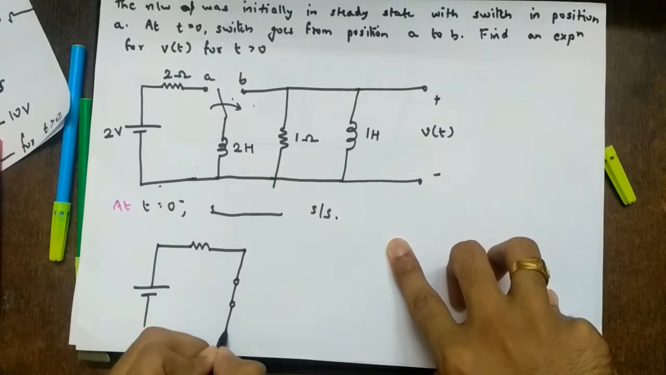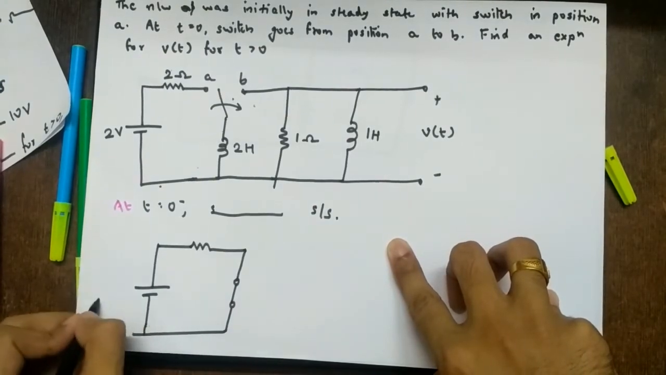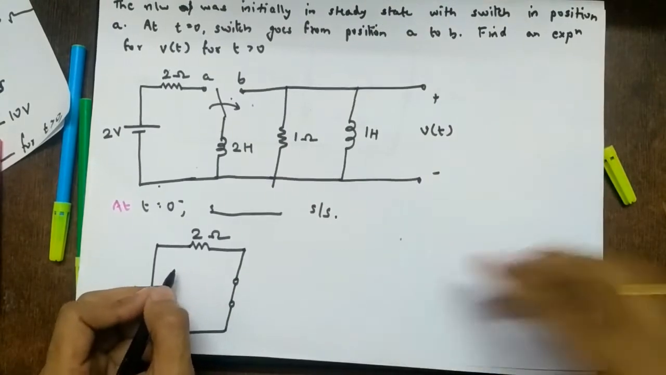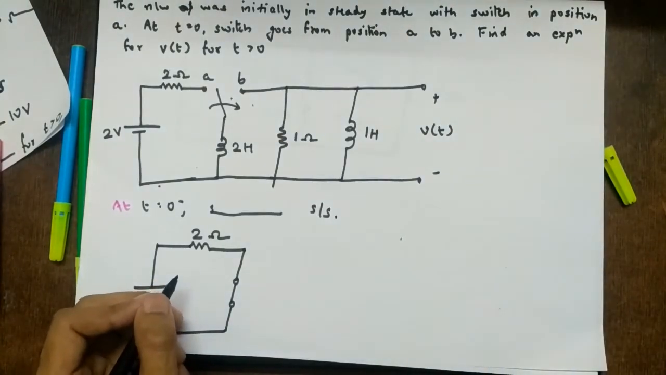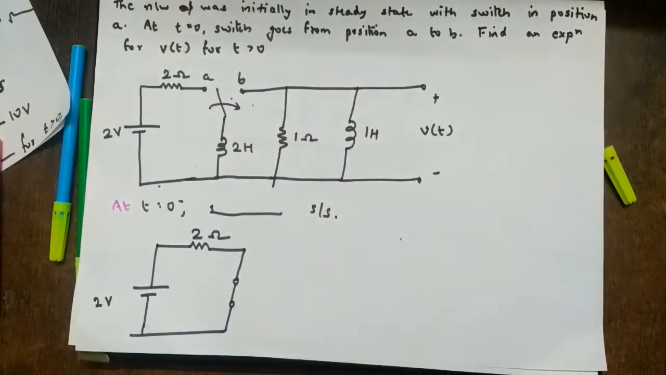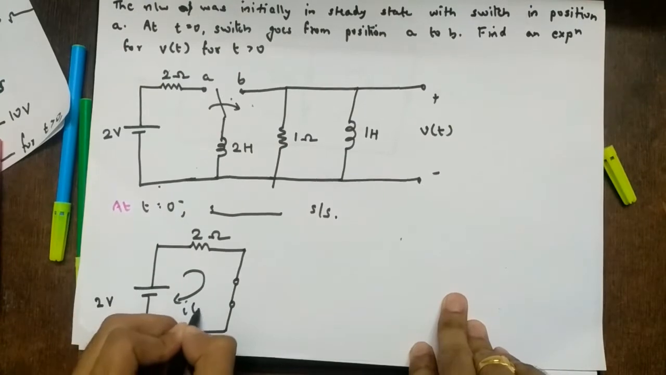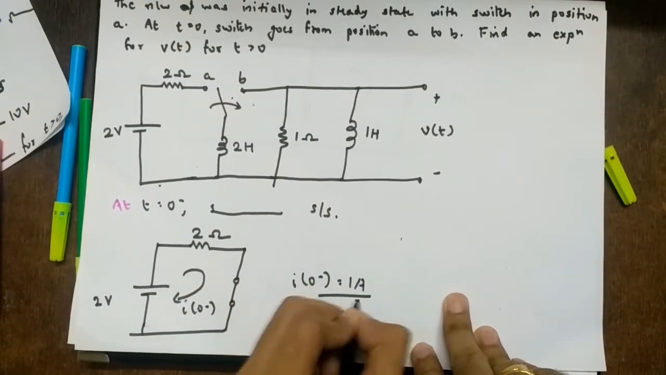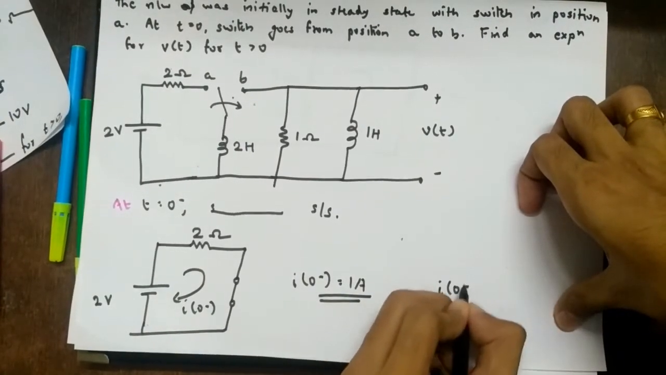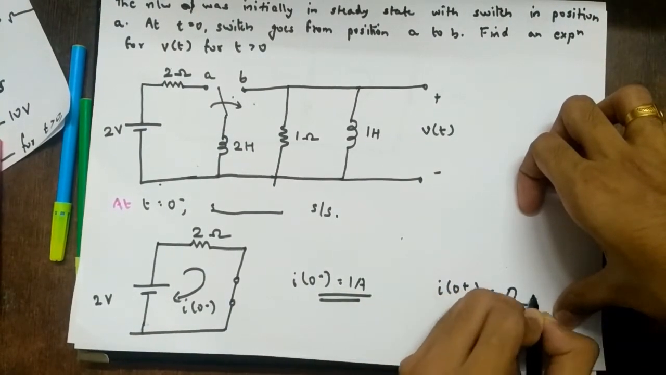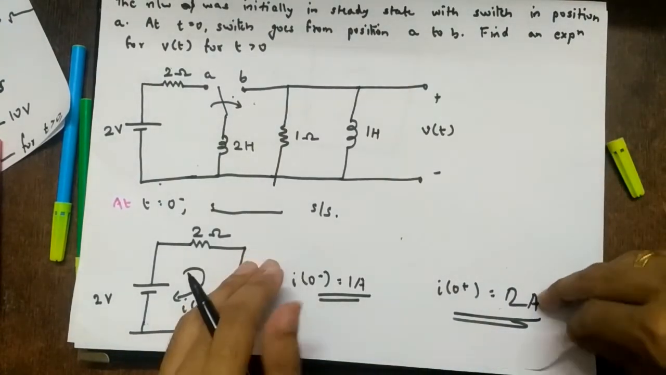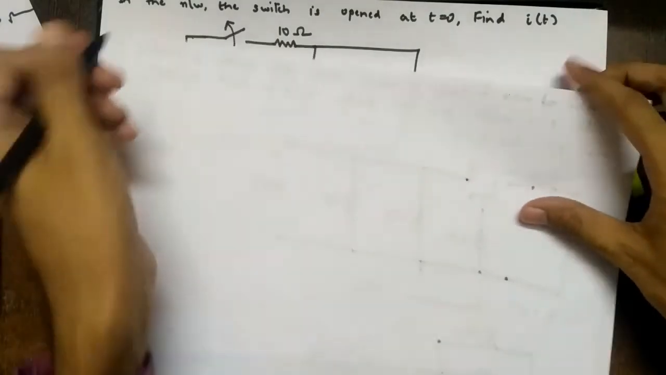Since it has attained steady state, I'll replace the inductor by a short circuit. So this is 2 volts, this is 2 ohms. And the current I forgot to show. No, we have to find voltage, so there is no current. We'll assume this current as i, so this will become i(0 minus). What will be i(0 minus)? It will be 1 ampere. Since current through an inductor does not change instantaneously, i(0 plus) is also 1 ampere. So no need to draw the diagram for t equal to 0 plus.